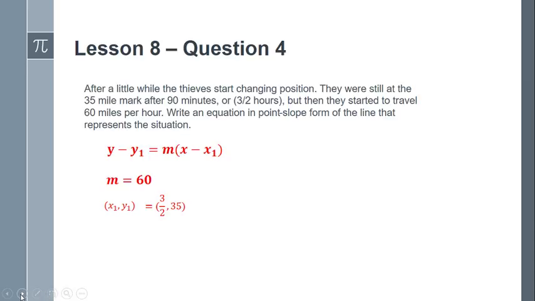So now we have our point, we have our slope, we can plug those values into the equation. We get that y minus 35 equals 60 times the quantity x minus 3/2.